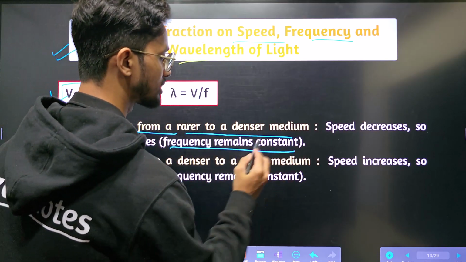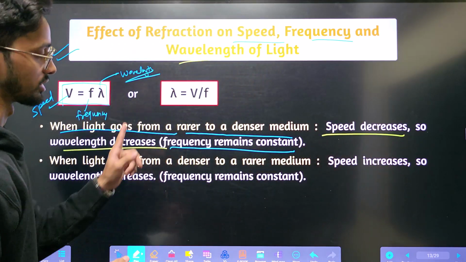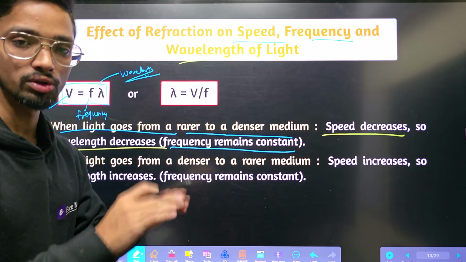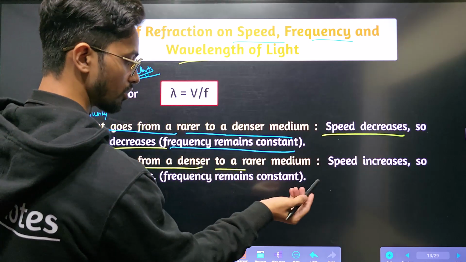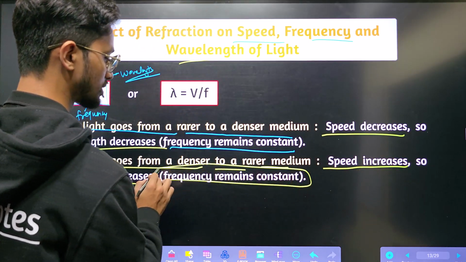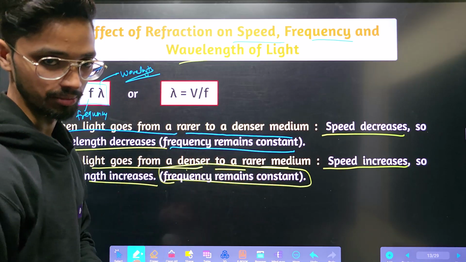So frequency remains constant. Speed decreases, so the wavelength also decreases. Rarer to denser, in denser the speed decreases and wavelength also decreases. If it follows the inverse, speed will increase and wavelength also increases, but frequency remains constant when it travels from denser to rarer medium.